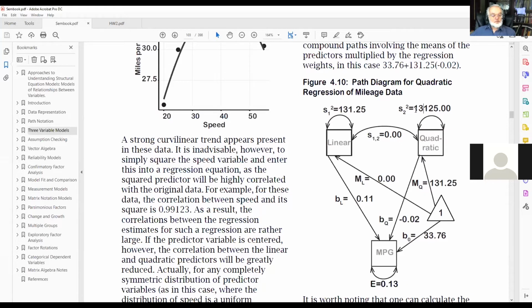You can, if you want, standardize, in addition to mean centering this predictor variable. You can standardize it so it has a variance of 1, but this variance is never going to be 1 as well.